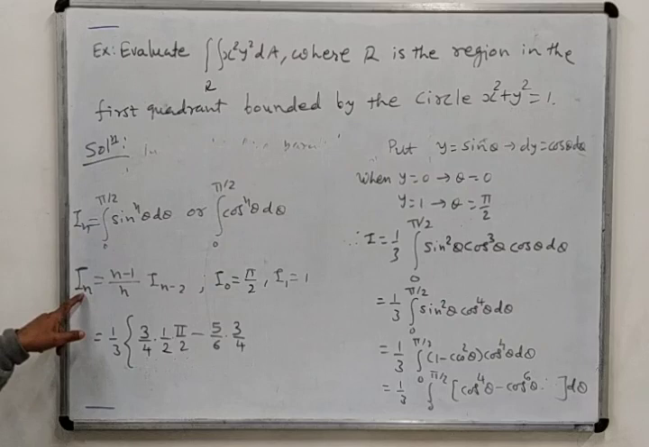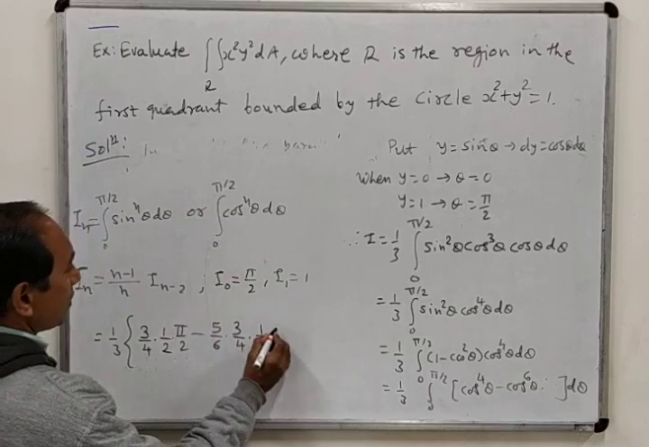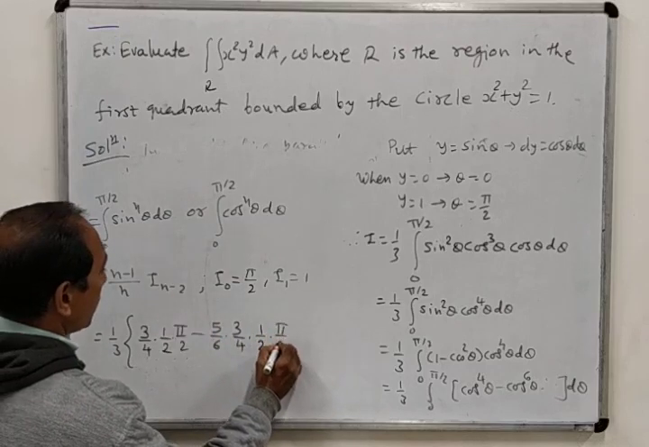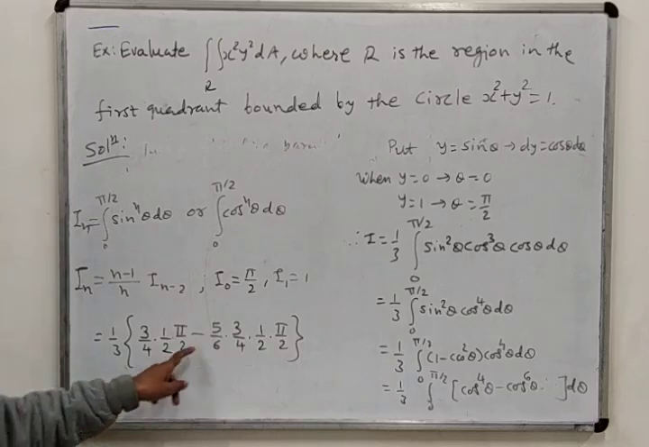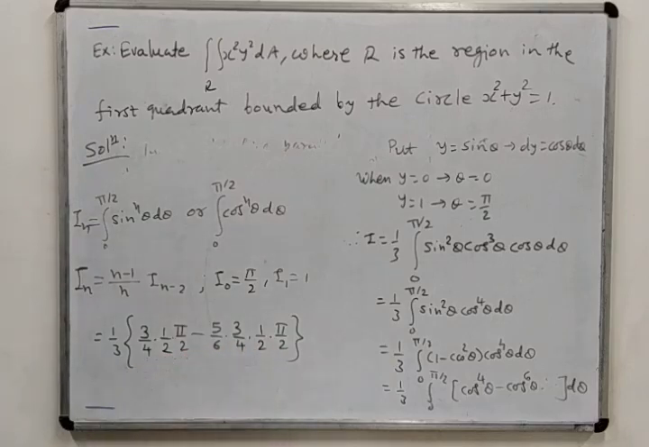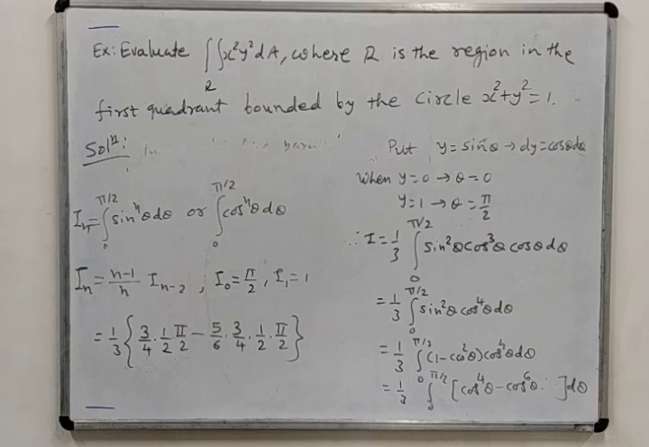I2 again we will solve by putting n equal to 2. So 2 minus 1 by 2 into I0, but I0 is pi by 2. So you can simplify this value, pi by 2 you can take common and then you can combine these values and find the final answer. So I will leave the final answer for you to solve.